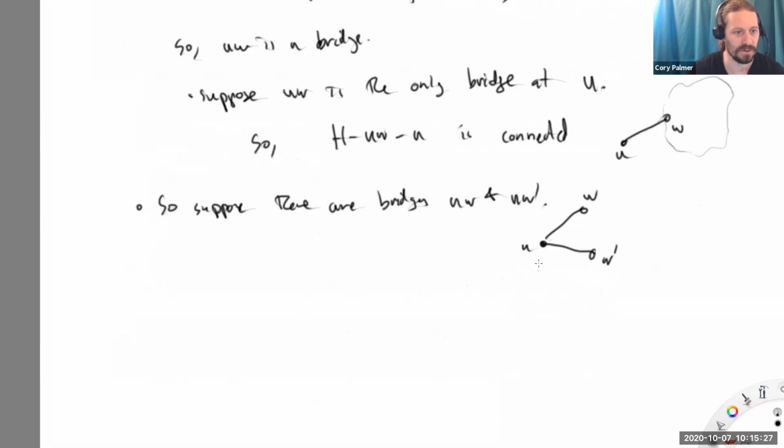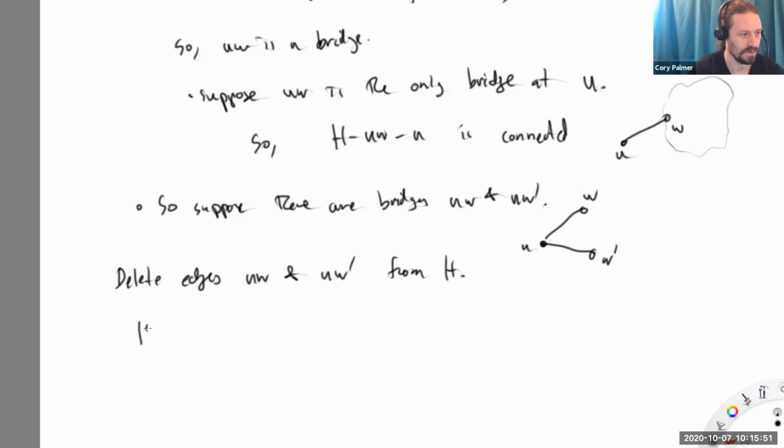Okay, so the picture looks like this. We're at U, there's two bridges. There may be additional bridges too, but two is enough to cause the contradiction here. Okay. Now delete or remove edges UW and UW prime. So remove both these bridges from H.